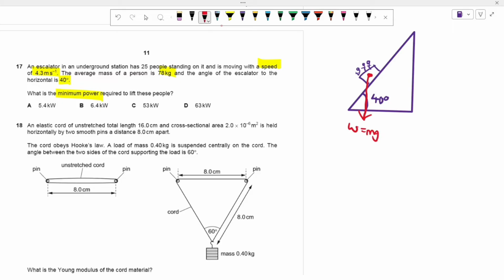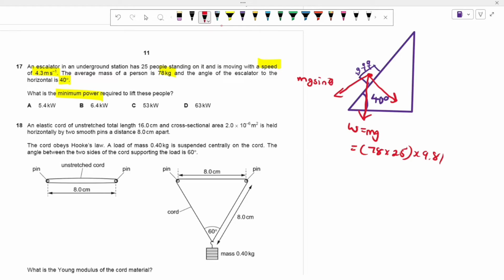So their weight will be equal to their total mass, which is 78 times 25, because there are 25 of them, times 9.81. So this is basically the weight that is acting down. Then whenever we're on a slope, we can resolve it into two directions. We can resolve it in this direction, then in this specific direction. When you're on a slope, the component along the slope will be mg sine theta.